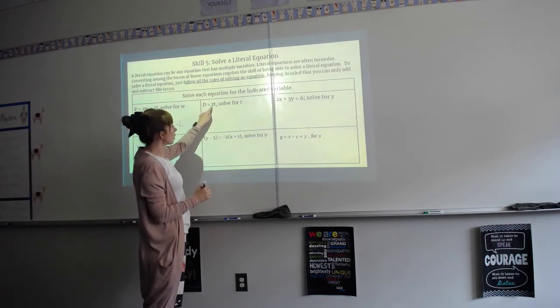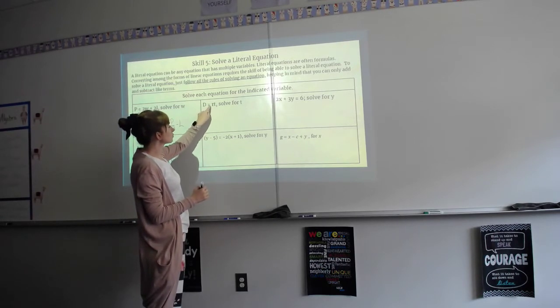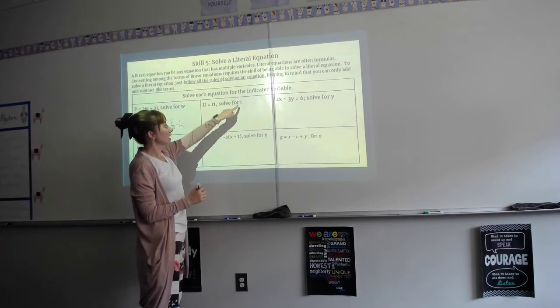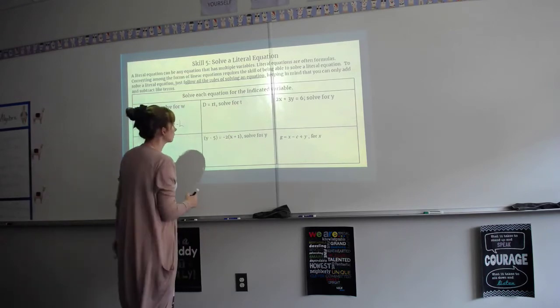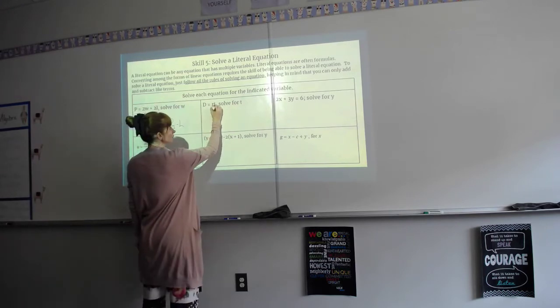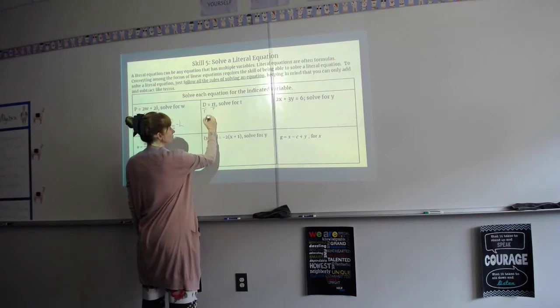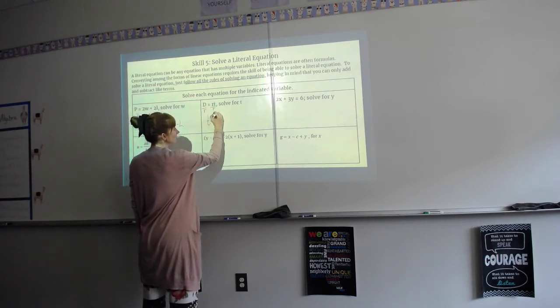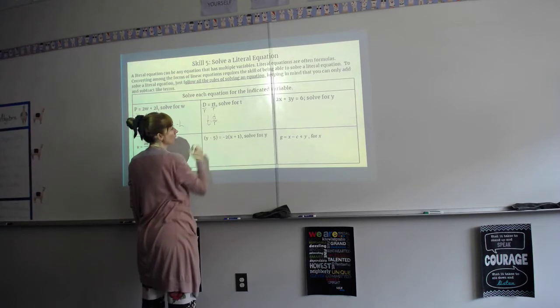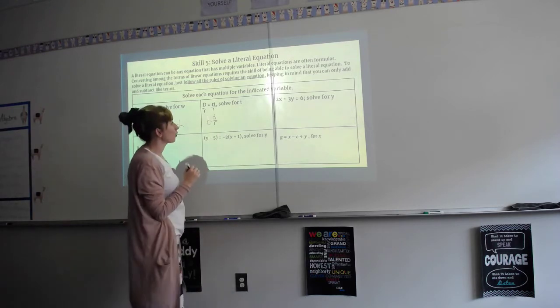Now I've got my dirt. D equals RT, which is distance equals rate times time. And we're told to solve for T. So I hope you're seeing that we're just going to divide by R. So T equals D over R.